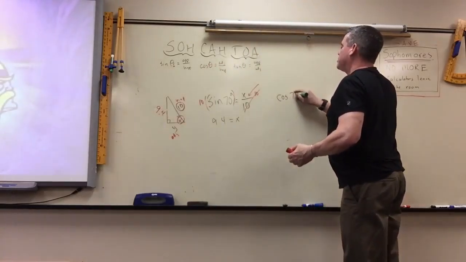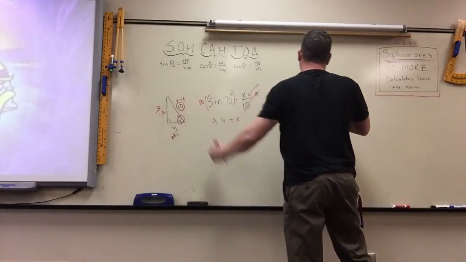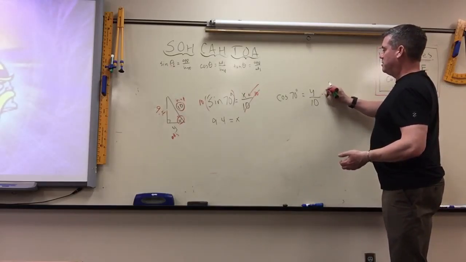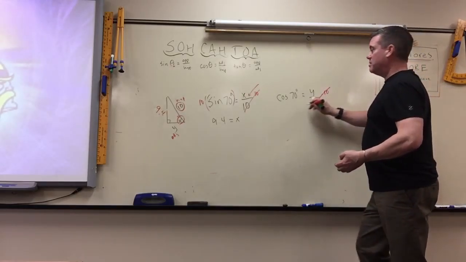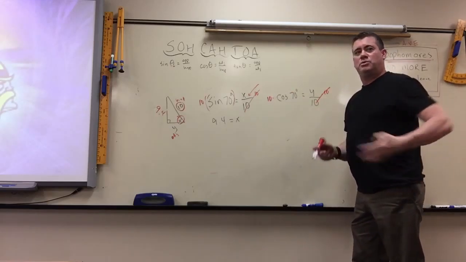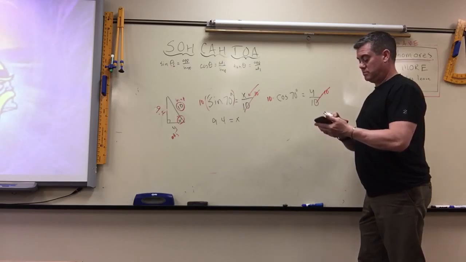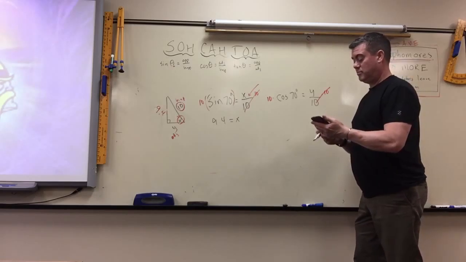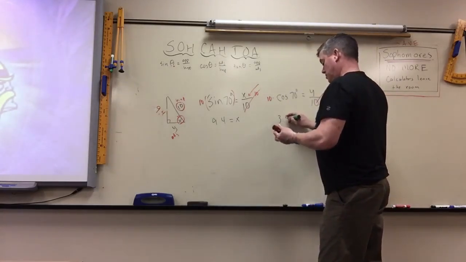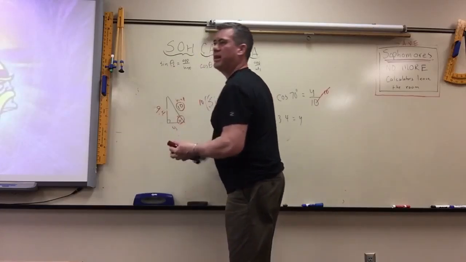The cosine of 70 degrees equals adjacent over hypotenuse. So again, what do you do to solve it? Times 10. And what does that turn out to be? Someone doing this? 3.4. Okay?